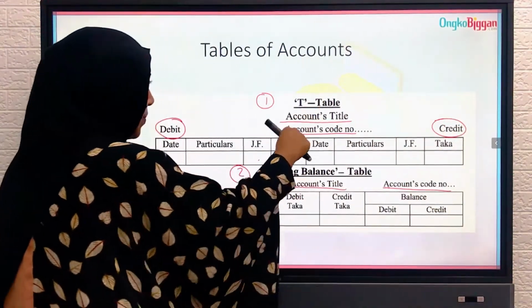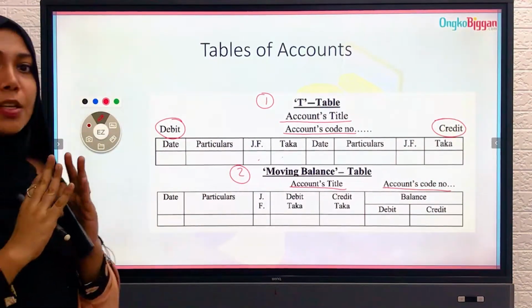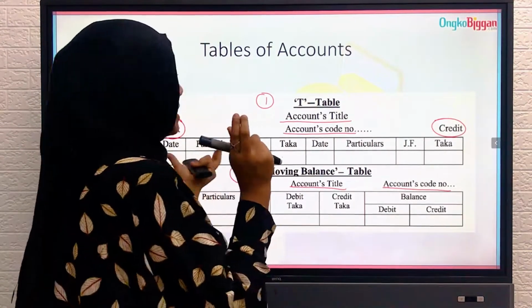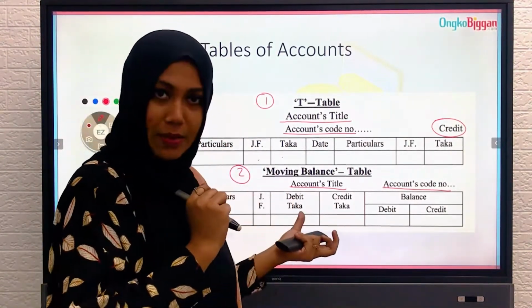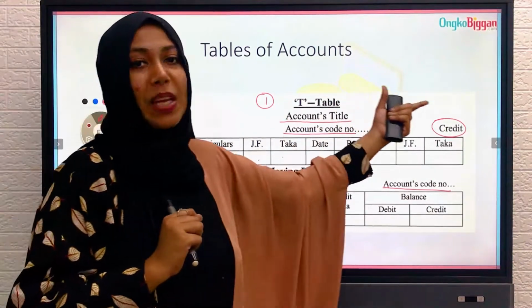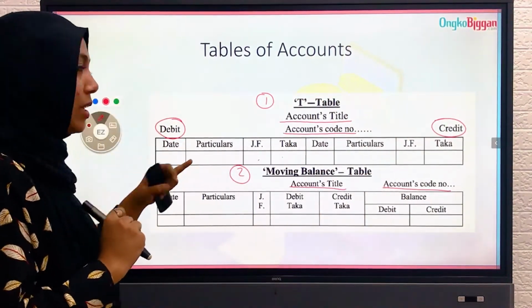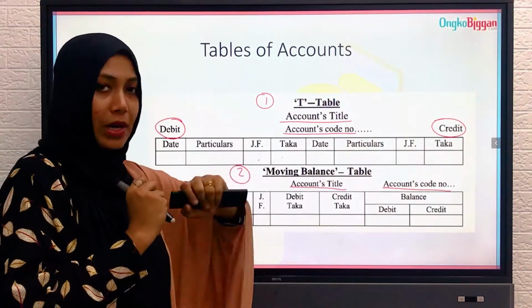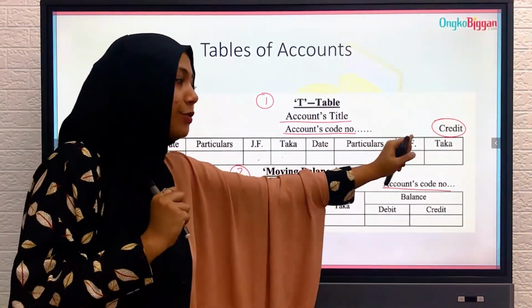So that means this T table basically has two separate parts that join together. One part is debit, the left side, and another one is credit. So on the left side there will be a date, particulars, folio, and taka. Same as credit: date, particulars, folio, and taka.